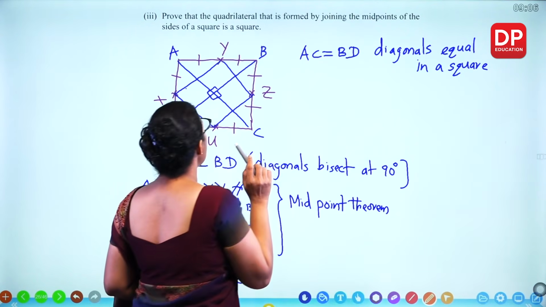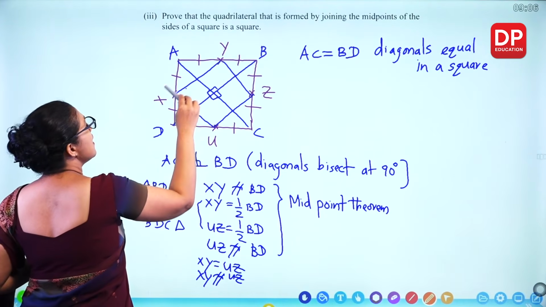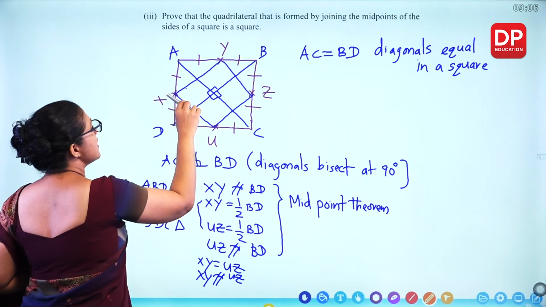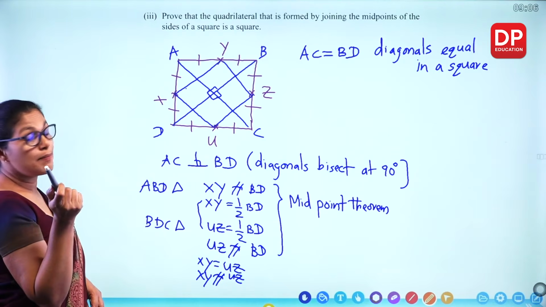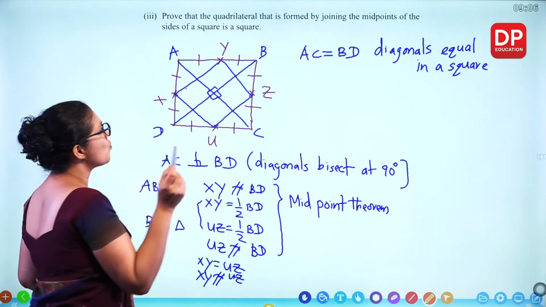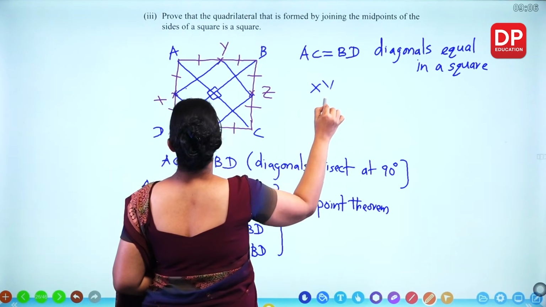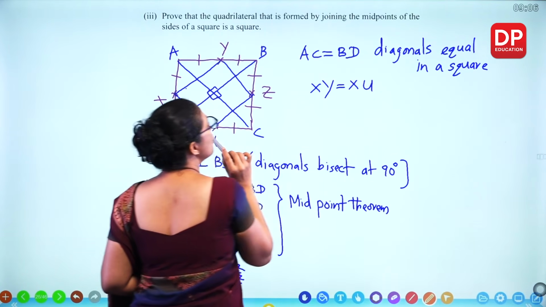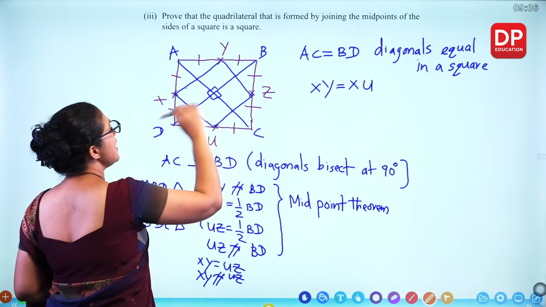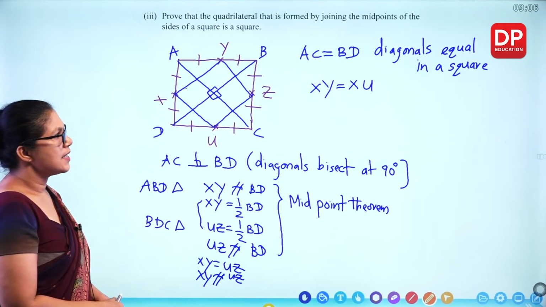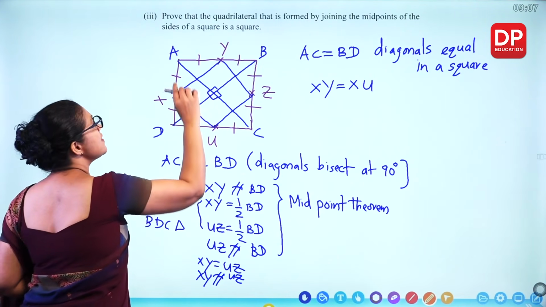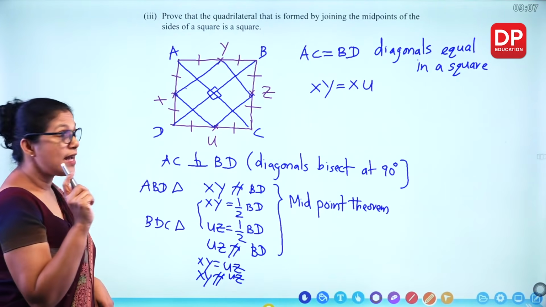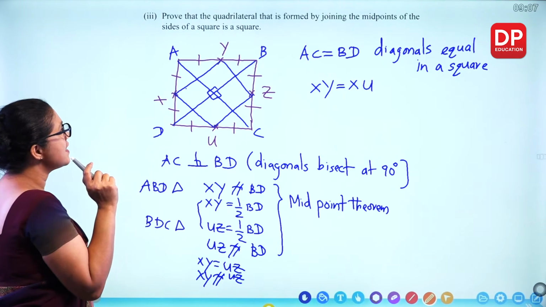So diagonals are equal means we can show that, similar to part 2, XY is equal to XU because AC is same as BD. We know that these are equal. How can we show that one angle is 90 degrees?